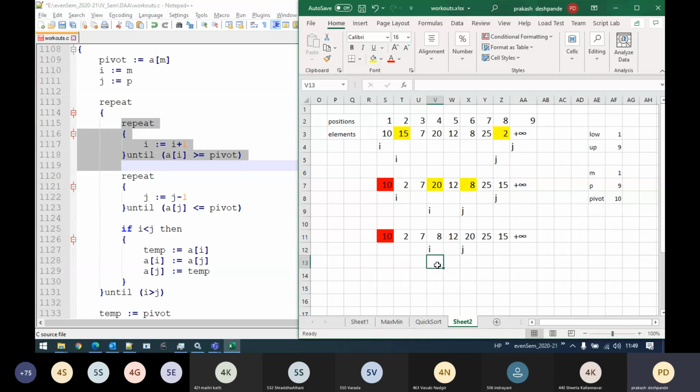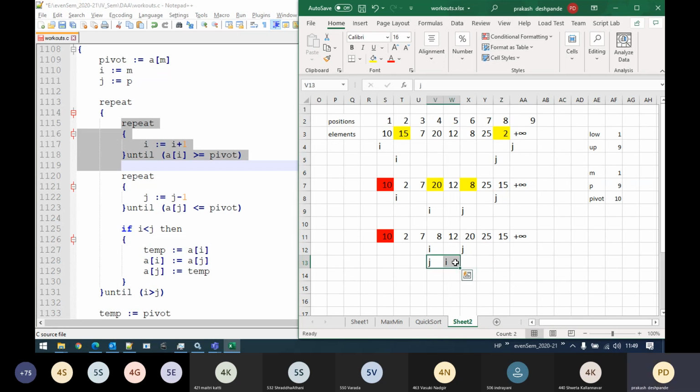Now, if we increment I, where we have to stop? Next position. I will get stopped over here. Then we need to decrement J. Till where we need to decrement J? Fourth position. So here 12 we have, it is not less than 10. So it will decrement. It is 8. 8 is less than pivot element 10. So stop it here. So J will now come over here.